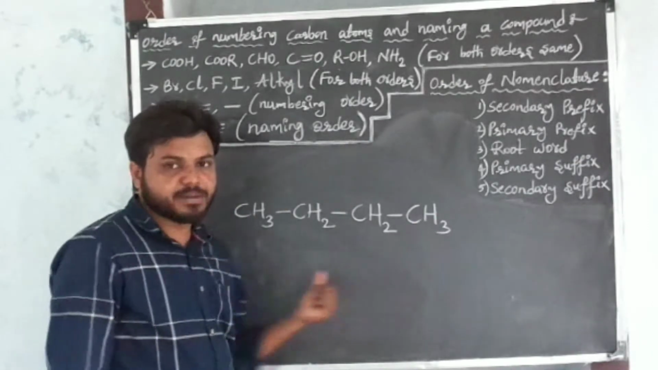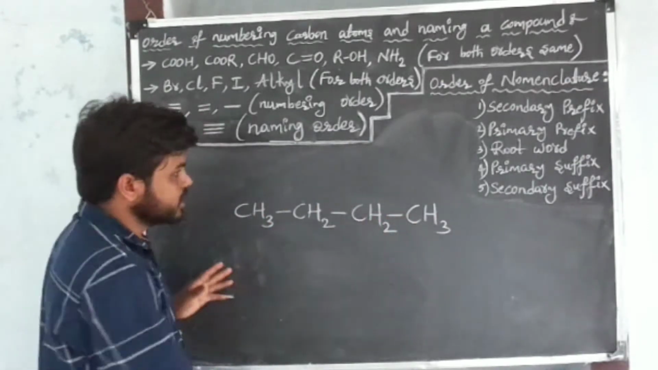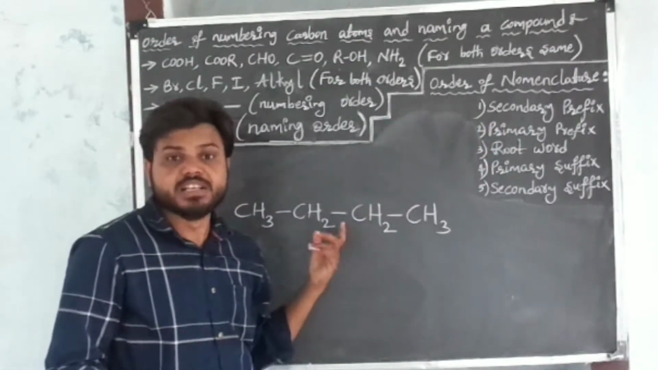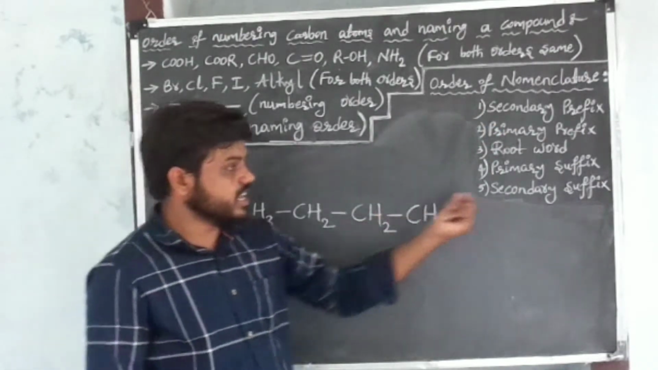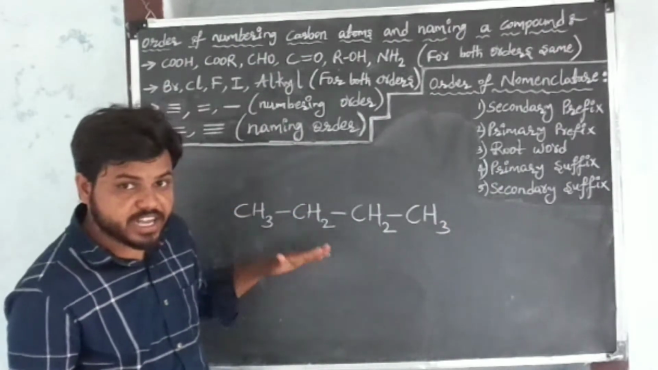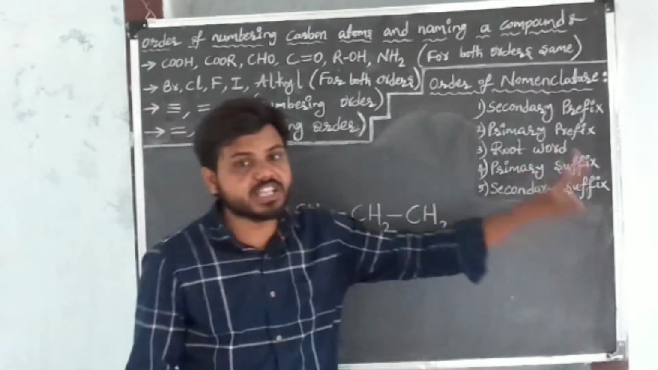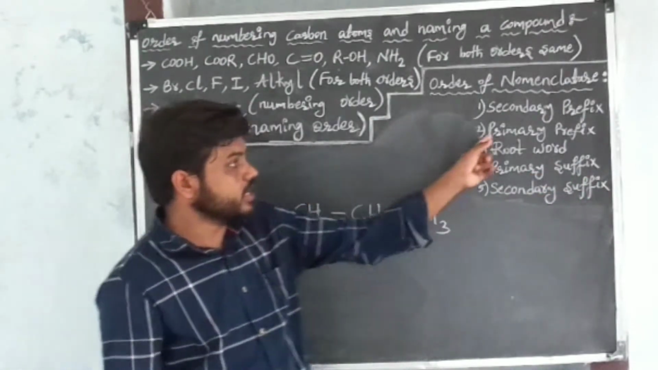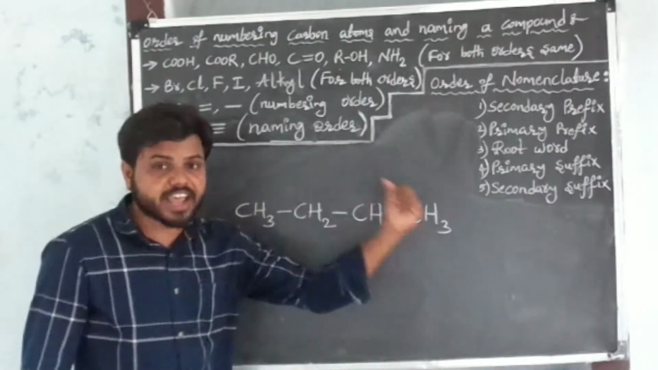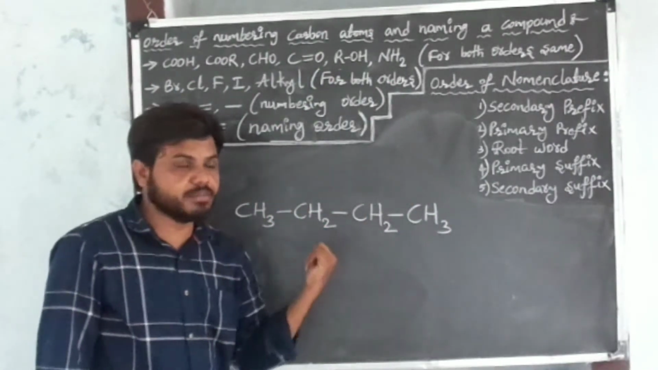This is the given carbon compound. In the given carbon compound, second prefixes are not there, substituents are not there, and second suffixes are also not there, meaning functional groups are also not there. Then go to the primary prefix. Primary prefix here is cyclic. Cyclic is also not present in the given carbon compound.